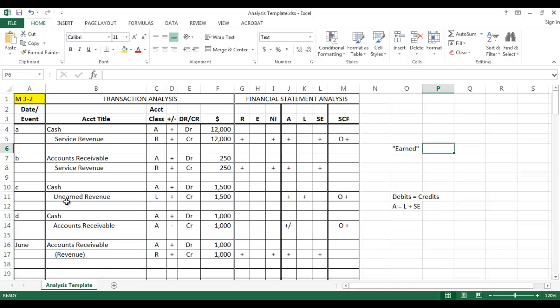Okay? Similar to what we did in letter C, where we collected advance payment for the bowling league. Hadn't done any work yet, so we can't book any revenue. We need to record some liability account to indicate that we owe some future service.